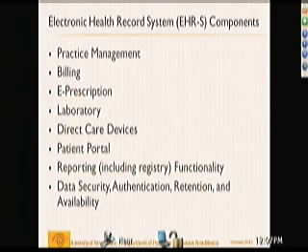So just a brief overview of what components are entailed in an electronic health record system: the practice management system, your billing system, and those have been around for years and years; e-prescription, which is a little bit newer; laboratory interface; direct care devices, things like blood pressure monitors that automatically feed into your EHR, that sort of thing. Patient portals, and we talked about those last time.